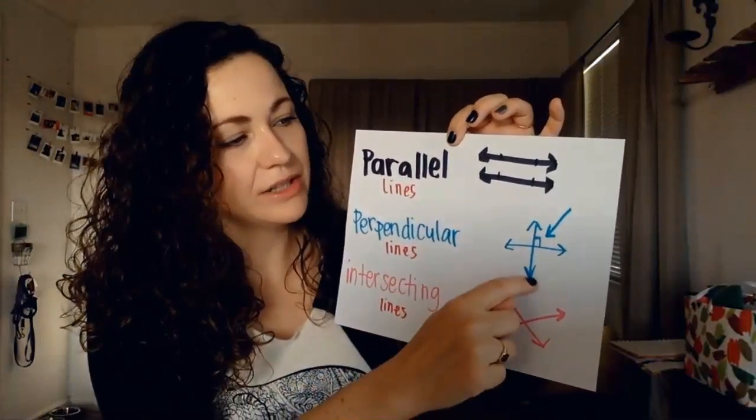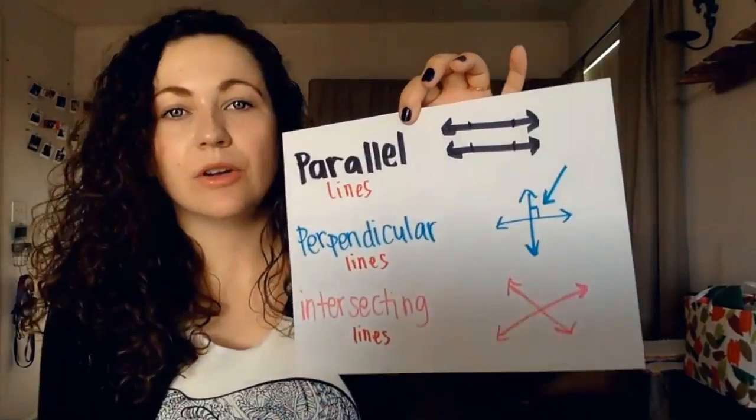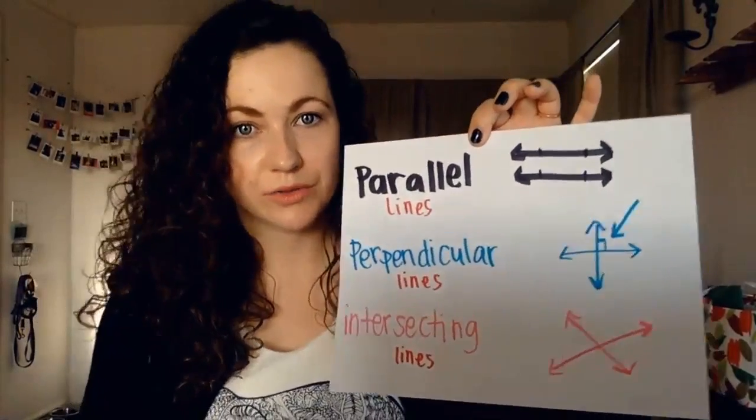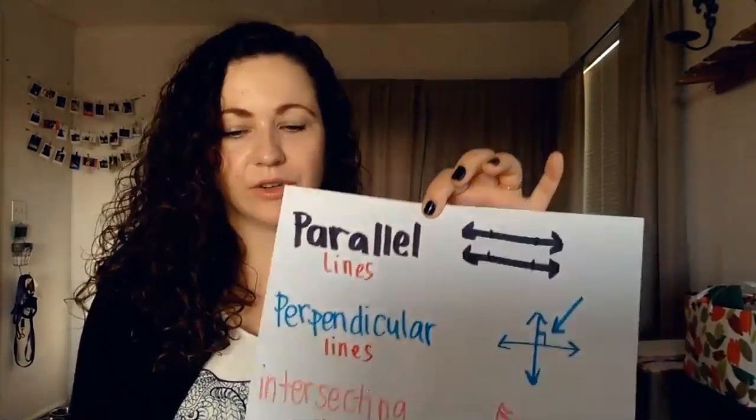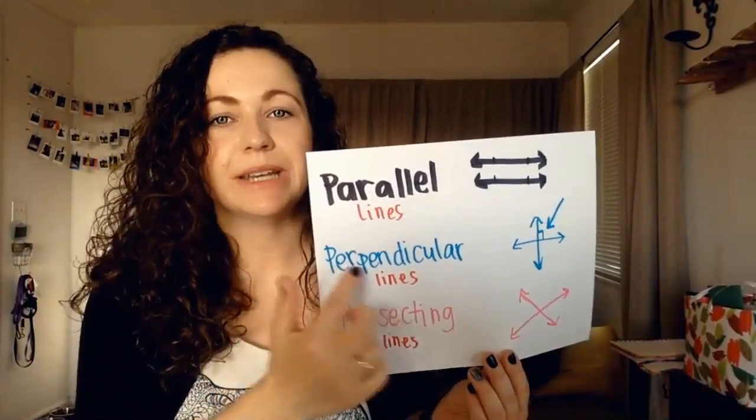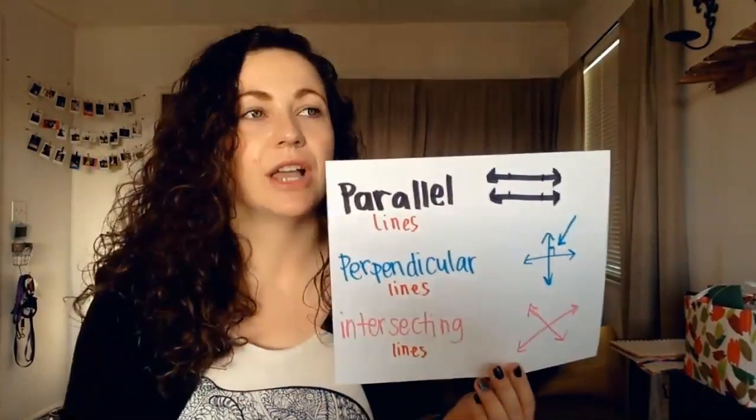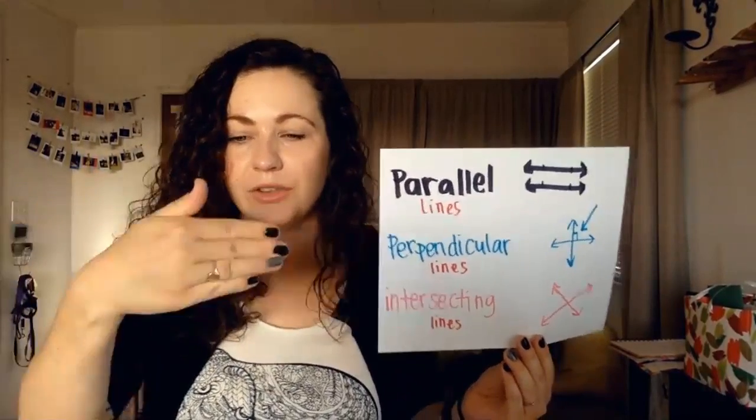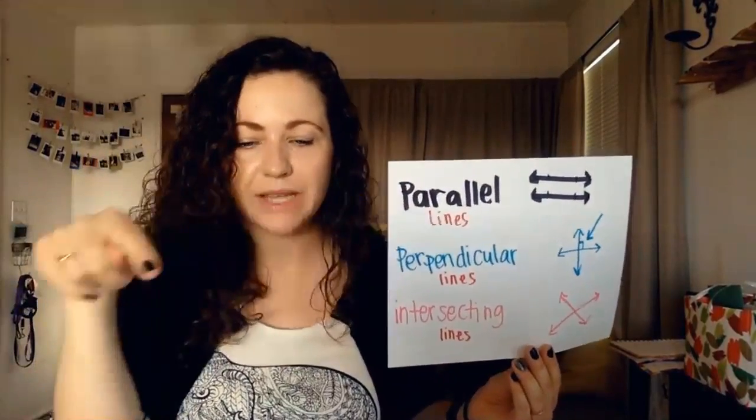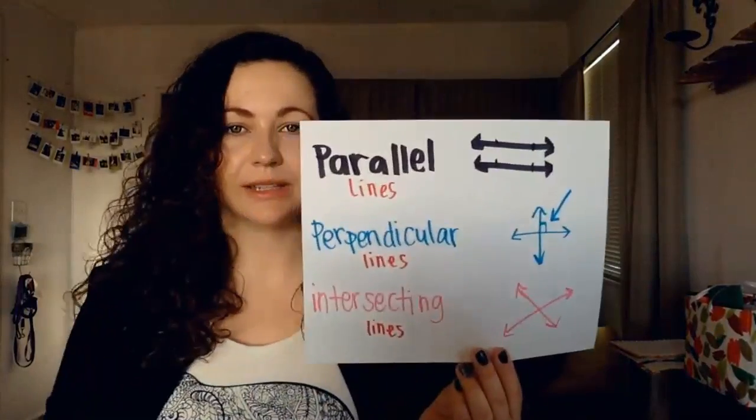Perpendicular lines are when they cross in the middle and they make a 90-degree angle. A 90-degree angle would look like that. You can make a 90-degree angle with your arm like this. Ding, ding, 90-degree angle. Those are perpendicular lines. Maybe if you're at a four-way stop sign and you're going one way and somebody's going the other way, those are perpendicular lines.